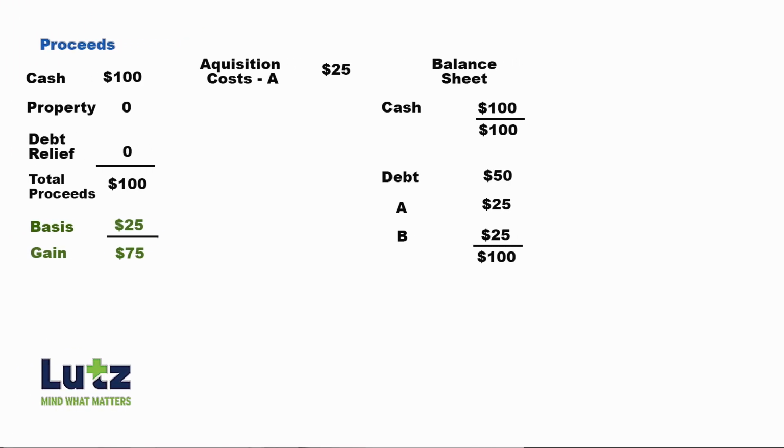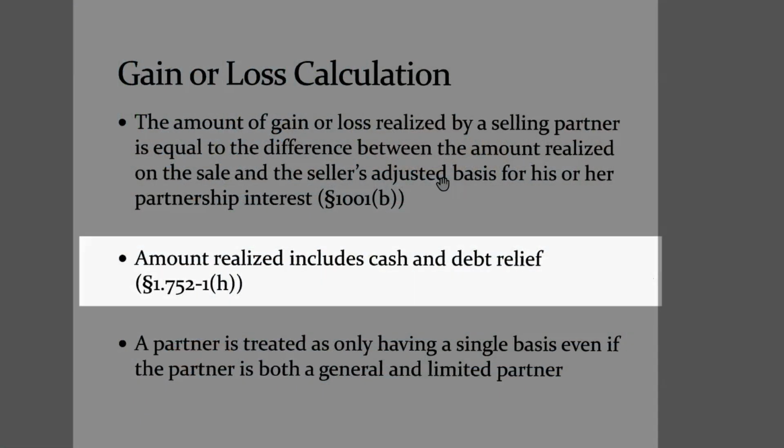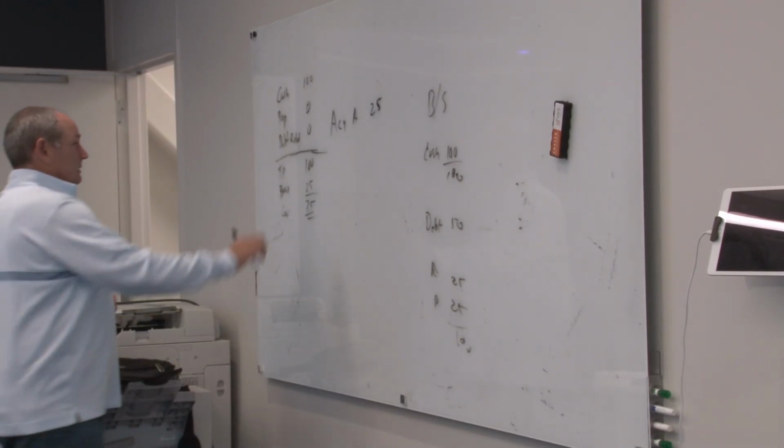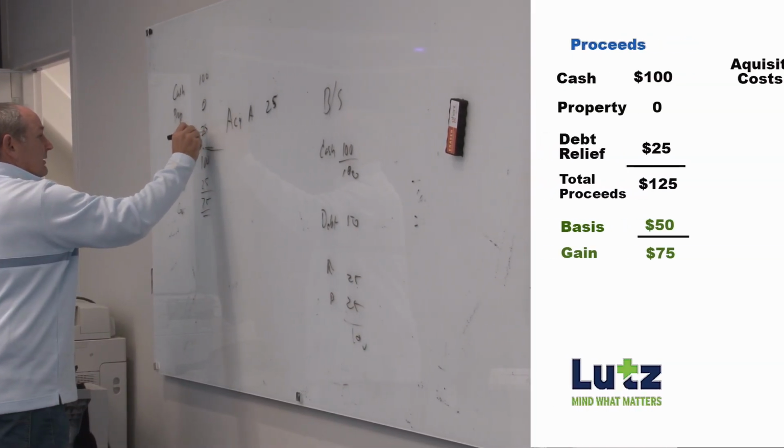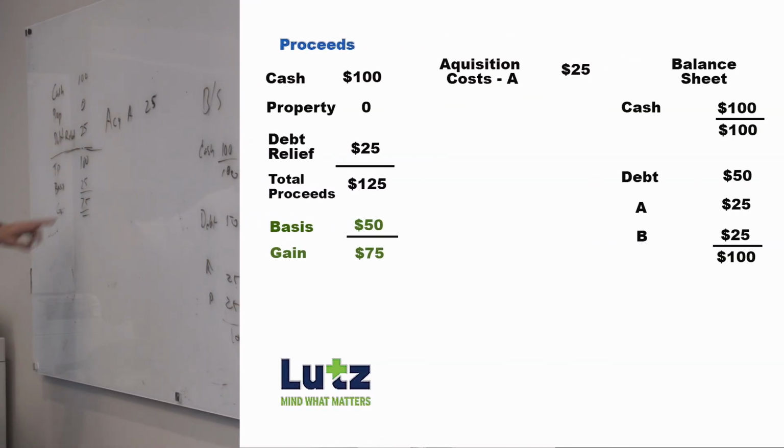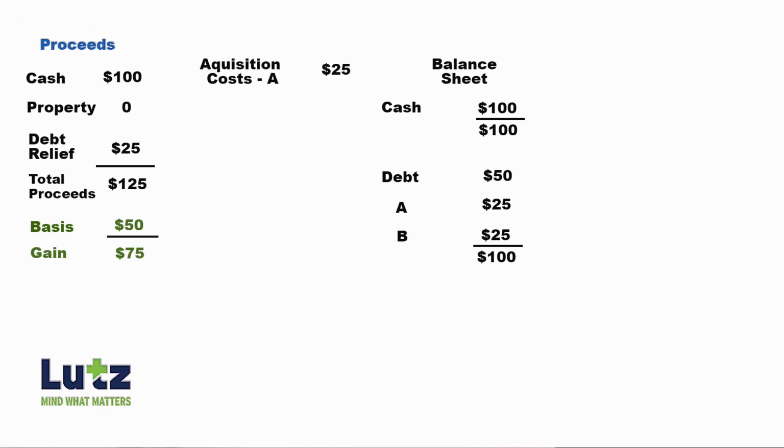What does the second one say? Amount realized includes cash and debt relief. Do you think there might be debt relief in the middle of this somewhere? How much? 25. How do you arrive at that? Because I have half the debt, so my debt relief is 25. But what's my basis now? Well, hold on. My proceeds are 125, correct? Basis is 50. Does my gain change at all? It doesn't.